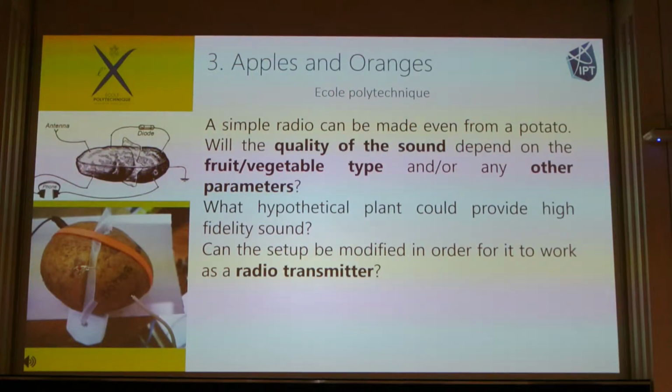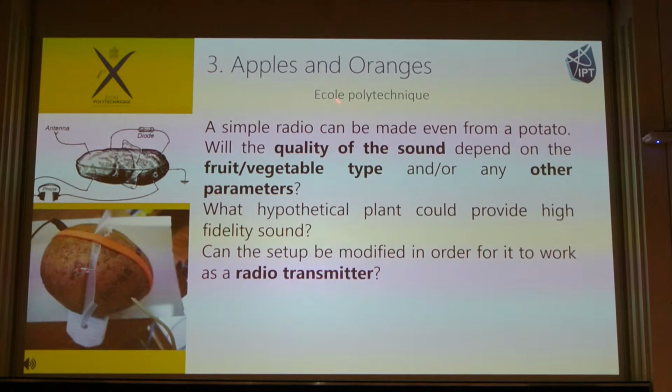So I would like to present you problem number 3, which is called the potato, apple and oranges. Actually the problem is very simple. We have the radio, we have to build the radio. We can build it with just one potato. We have to investigate the quality of the sound depending on different fruits and vegetables, and also depending on other parameters. We have to investigate the proof, which is hypothetical plans for the best fidelity of the sound, and can we make the radio transmitter.